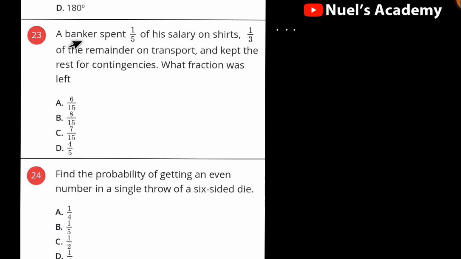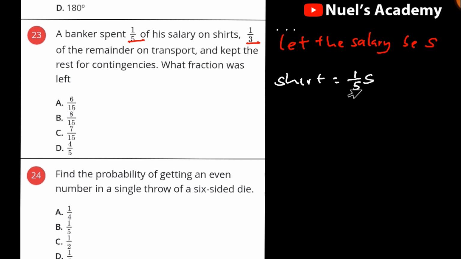Question 23. A bank has spent 1/5 of his salary on shirts, 1/3 of the remainder on transport, and kept the rest for contingencies. What fraction was left? So let the salary be S. Then he said he spent 1/5 of his salary on shirts. So the amount spent on shirts is equal to 1/5 times S. Alright. Now he says 1/3 of the remainder on transport. Okay. So this is the amount he spent on shirts.